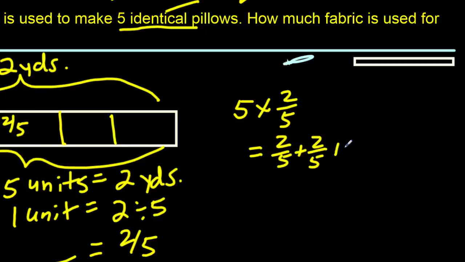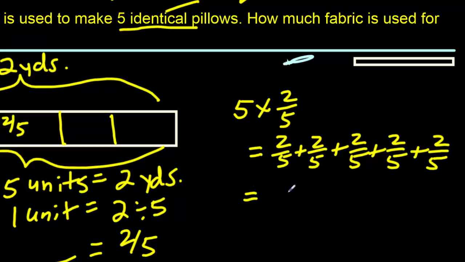So if we have 2/5 plus 2/5 plus 2/5 plus 2/5 plus 2/5. Wow, that was a mouthful. That's going to equal, well, the denominators are the same. That's nice. 2, 4, 6, 8, 10 on the top, and then we have our 5 as our denominator.